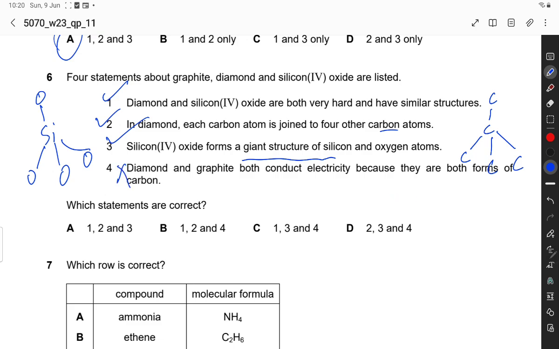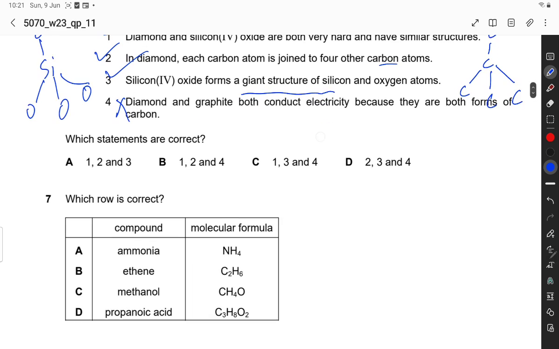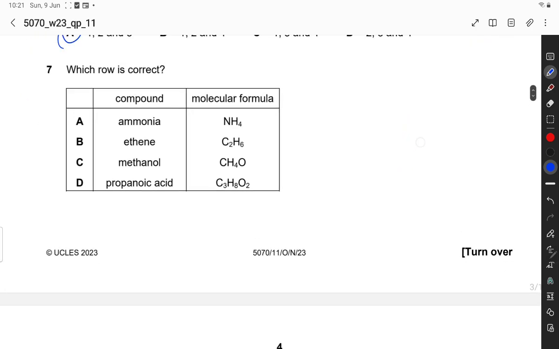Diamond and graphite both conduct electricity. No, it is not correct, because graphite conducts electricity but diamond cannot. So it is incorrect. They are both forms of carbon. This statement is correct, but the other part of the statement is incorrect. So 1, 2, 3 statements are correct. So A option is correct option. Which row is correct?